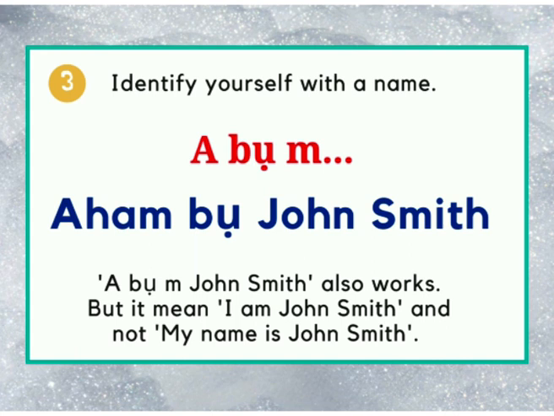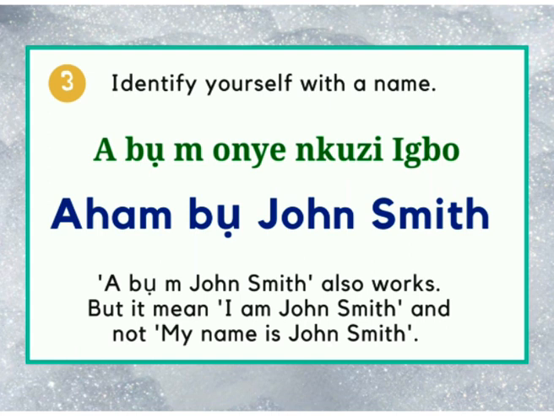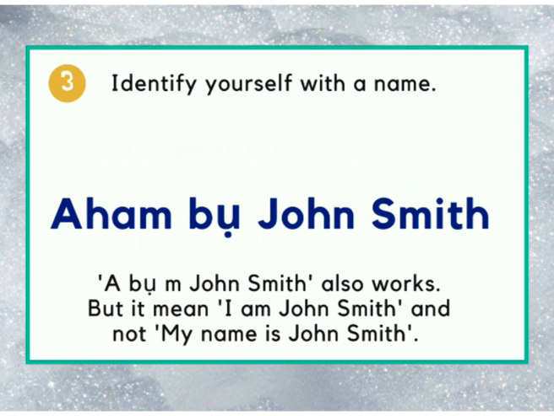But abum is saying I am, and that can be used to add extra details to yourself, like saying I am the son of XYZ, I am so and so person, I am the teacher of your child, I am your husband's doctor, I am this, I am that. So Ahambo John Smith, or in this case, Ahambo Mazi Prince Obiefule, Abum onye nkuzi Igbo. I am an Igbo teacher.